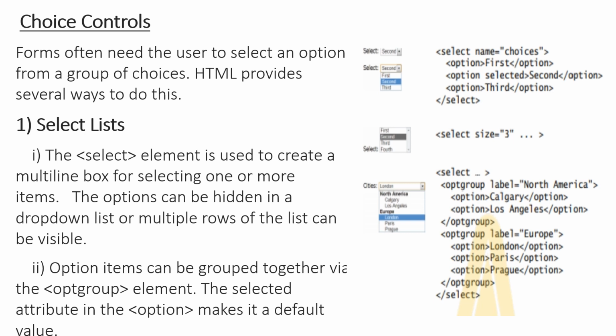The next comes choice controls. Forms often need the user to select an option from a group of choices. HTML provides several ways to do it. First is select lists. The select element is used to create a multi-line box for selecting one or more items. The options can be hidden in a drop-down list or multiple rows of the list can be visible. Option items can be grouped together via the optgroup element. The selected attribute in the option makes it a default value.